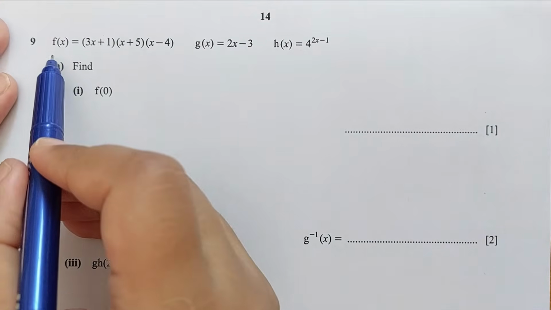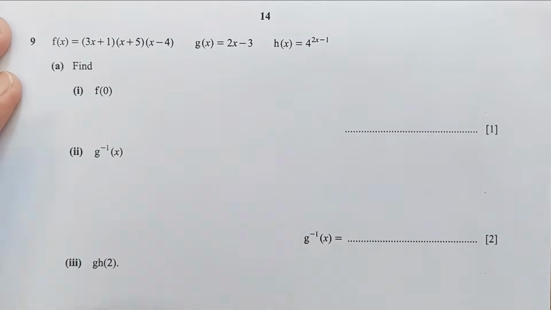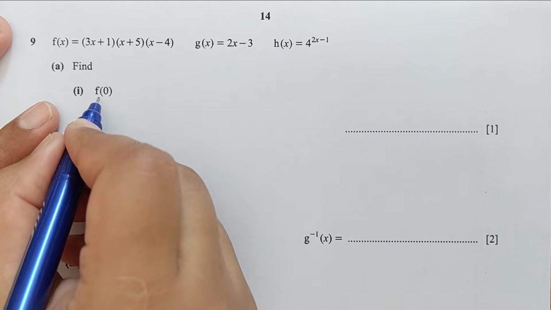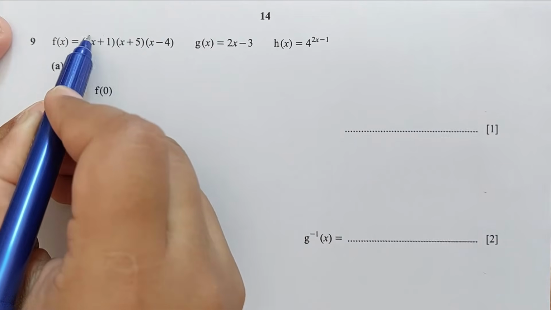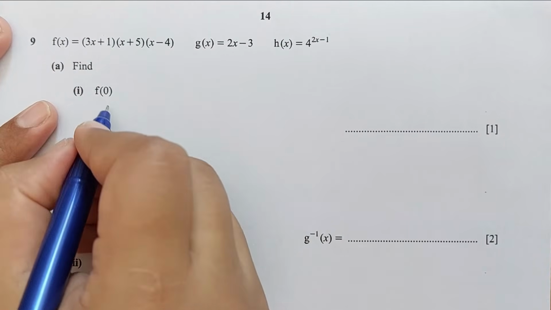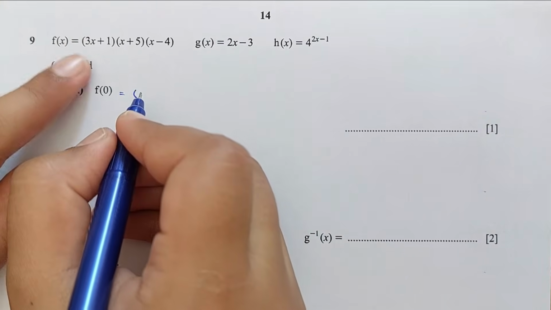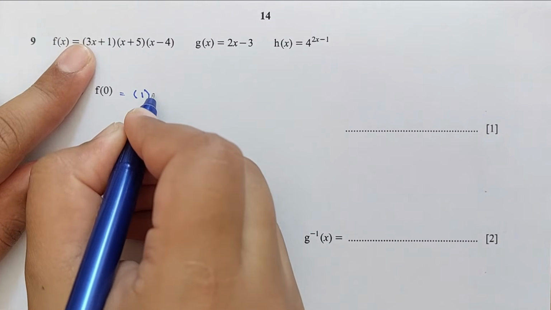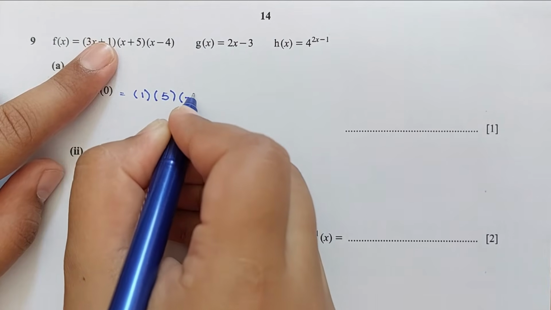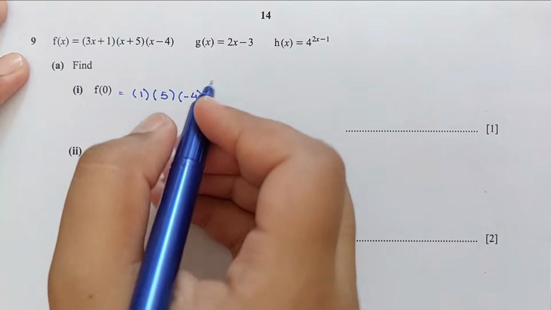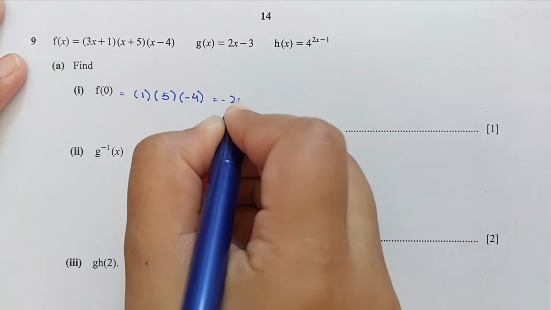Question number 9, we have functions f of x, g of x, and h of x. Part A, number 1, find f of 0. So what is f of 0? Just substitute x equals 0. So here we have 3 times 0 is 0. So we have 1 into 0 plus 5 is 5, into 0 minus 4 is minus 4. And 5 times minus 4 is negative 20.